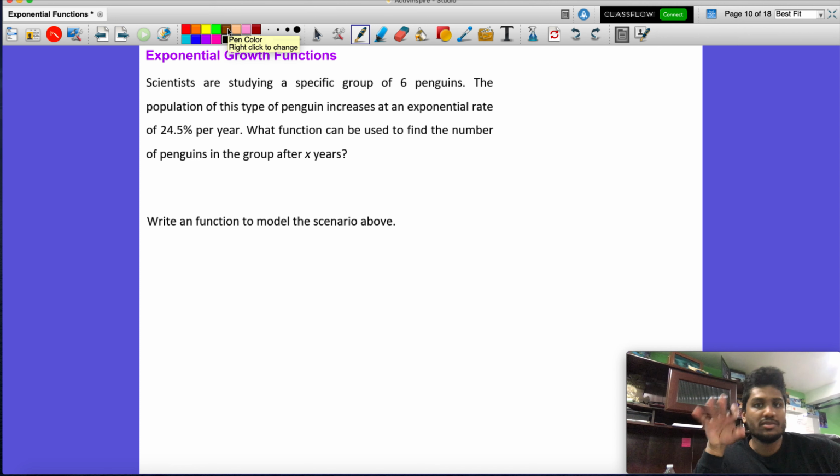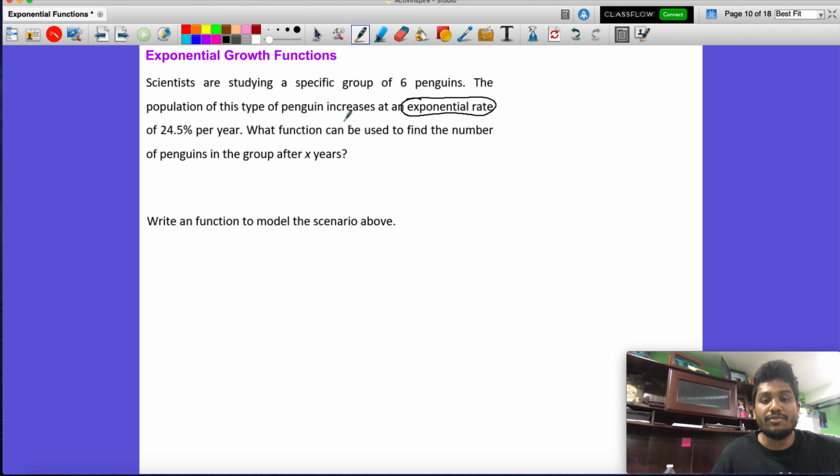The population of this type of penguin increases at an exponential rate. So I would probably circle this, of 24.5% per year. So it's increasing. That's how you know. The increasing part tells you it's growth, and exponential tells us that we're going to be working with an exponential function, which is a times b to the x. All right. What function can be used to find the number of penguins after x years?